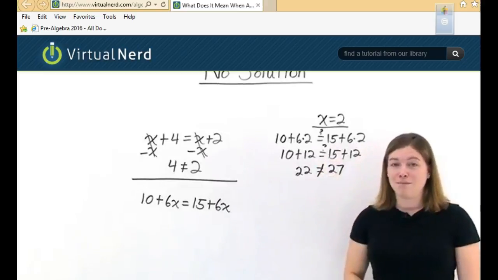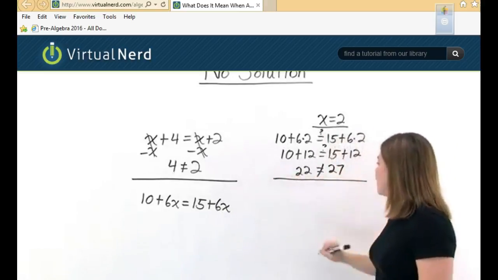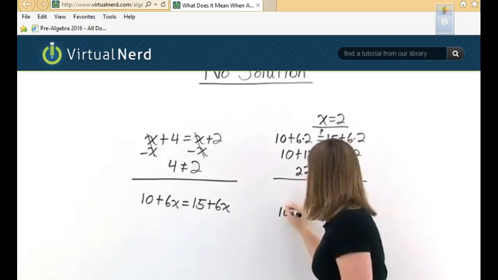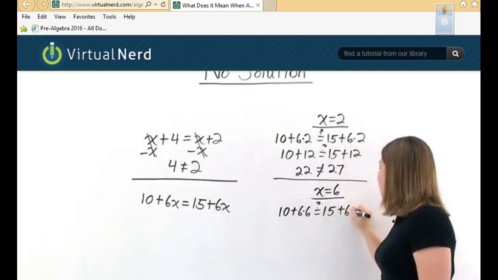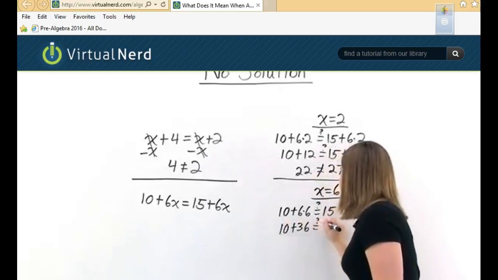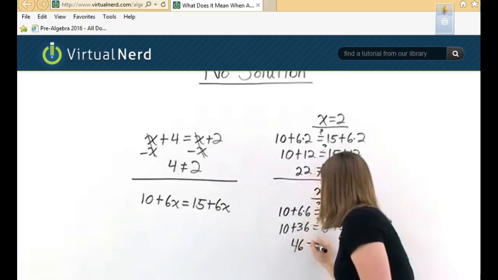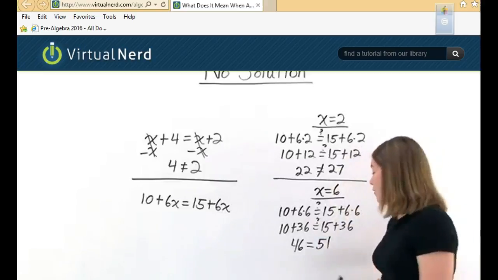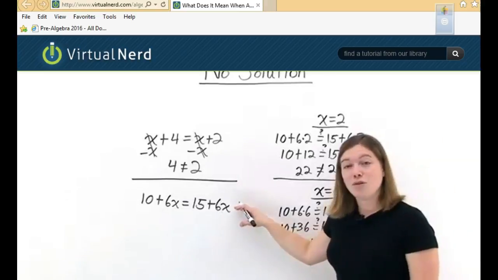We get a false statement. So that means our value for x, 2, does not work. But what if we pick a different value for x? X equals 6. Let's see what happens then. We get 10 plus 6 times 6, and does that equal 15 plus 6 times 6? Well, we have 10 plus 36. Does that equal 15 plus 36? 10 plus 36 is 46, and 15 plus 36 is 51. 46 does not equal 51. Another false statement. So, this problem has no solution.